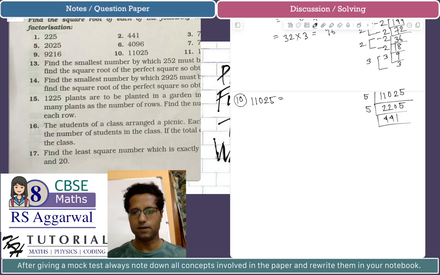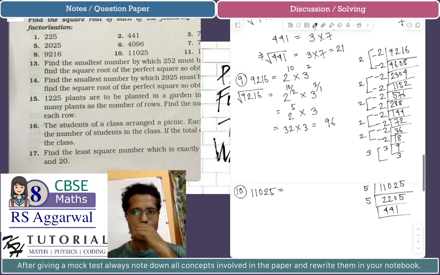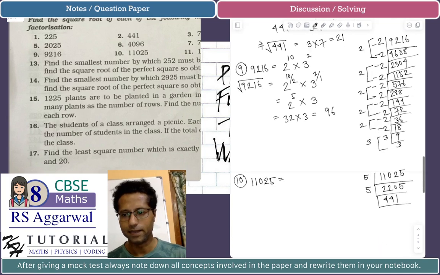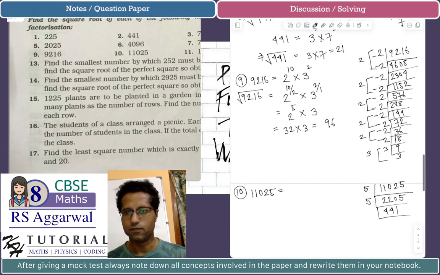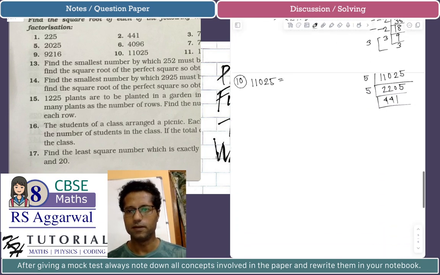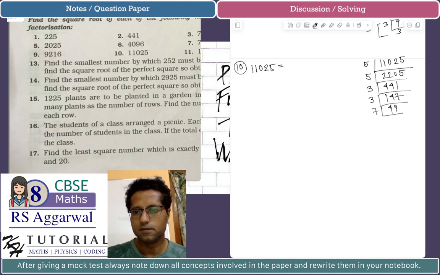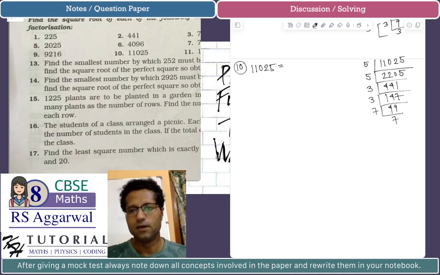Okay, so we got 441, and we already know what 441 is. 441 is 3 square multiplied by 7 square from problem number 2. I will take that help. I will not do it again. But if you want, okay, no problem. Let's do it. I will divide by 3. This is 147. I will divide by 3. This is 49. And then I will divide by 7. So we can see 11025, its prime factorization is 5 multiplied by 5. From the prime factorization, I am doing it using the powers of the prime factors method.